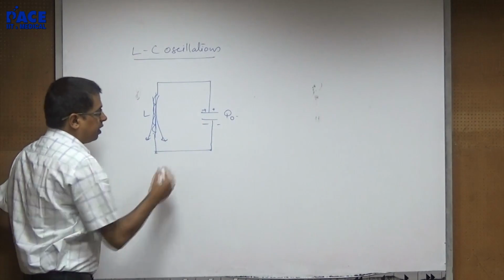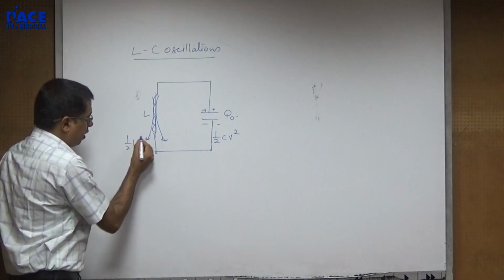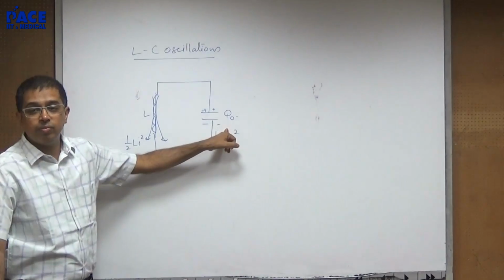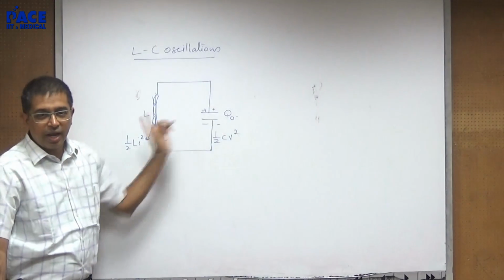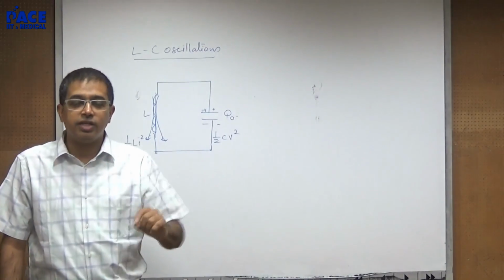If it is getting converted into current, half CV square will start getting converted into half Li square. Half Li square will again get reconverted into half CV square, and the process continues. Hence we will call this LC oscillation.